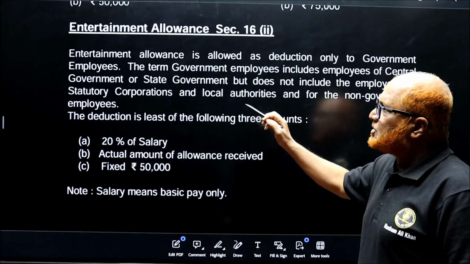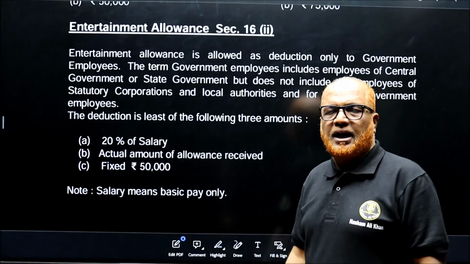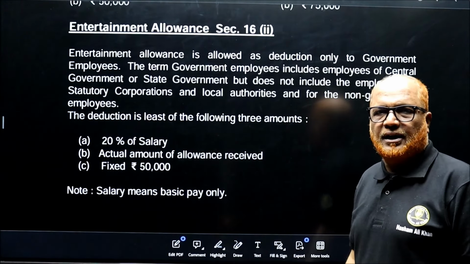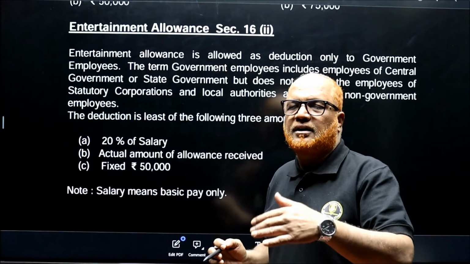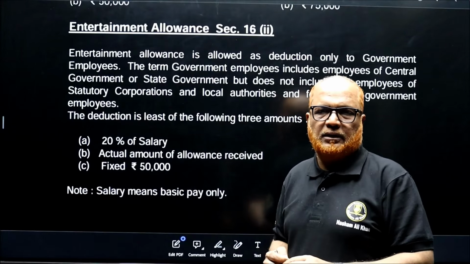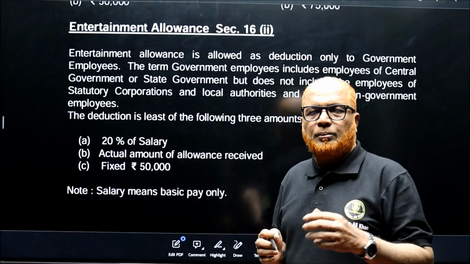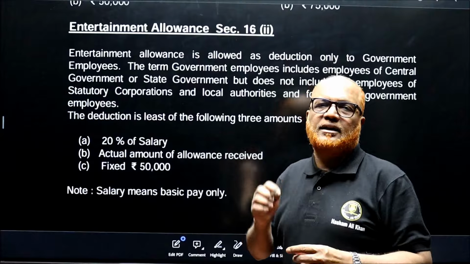Now the next deduction is EA deduction, entertainment allowance deduction. Sometimes the employer will pay some entertainment allowance to the employee. I have already made one video in the beginning on this EA deduction.